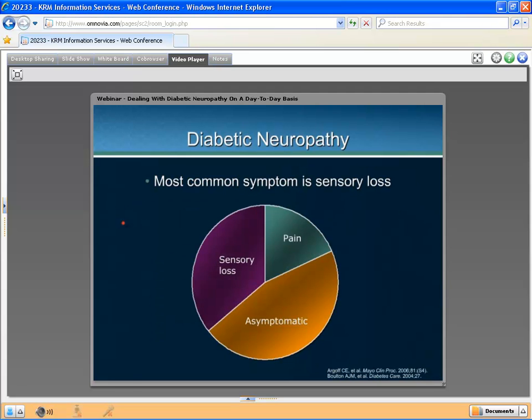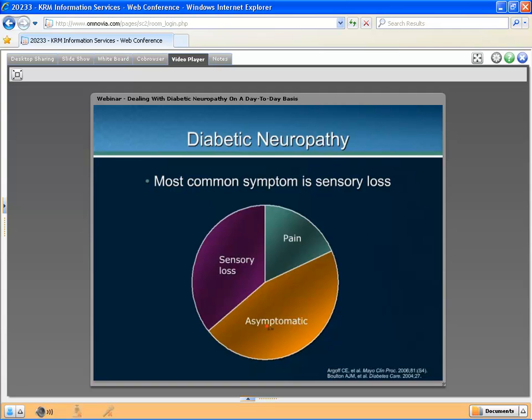I mentioned to you earlier how many patients have diabetic neuropathy. Look at the pain. This is the smallest chunk: patients with neuropathy who have the actual burning, sharp shooting pain. The middle chunk has a sensory loss. The feet are numb. They can't feel them. Look at the biggest group here, asymptomatic. What do we mean here?